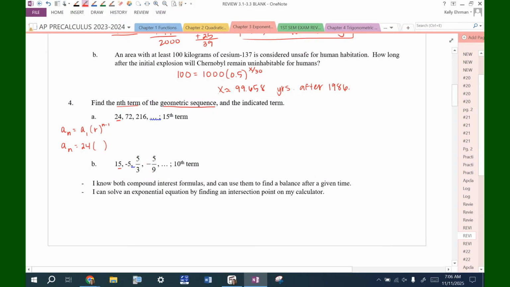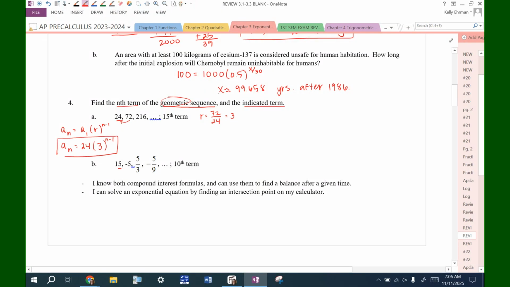And I get the r by just dividing two consecutive terms. It's got to be in the right order. So r is 72 divided by 24, and that's coming out to 3. r is also 216 divided by 72, which is 3. But I'm told it's geometric, so I can just divide the first two and call it a day. So this is 24 times 3 to the n minus 1. So this is our nth term, or our general term.